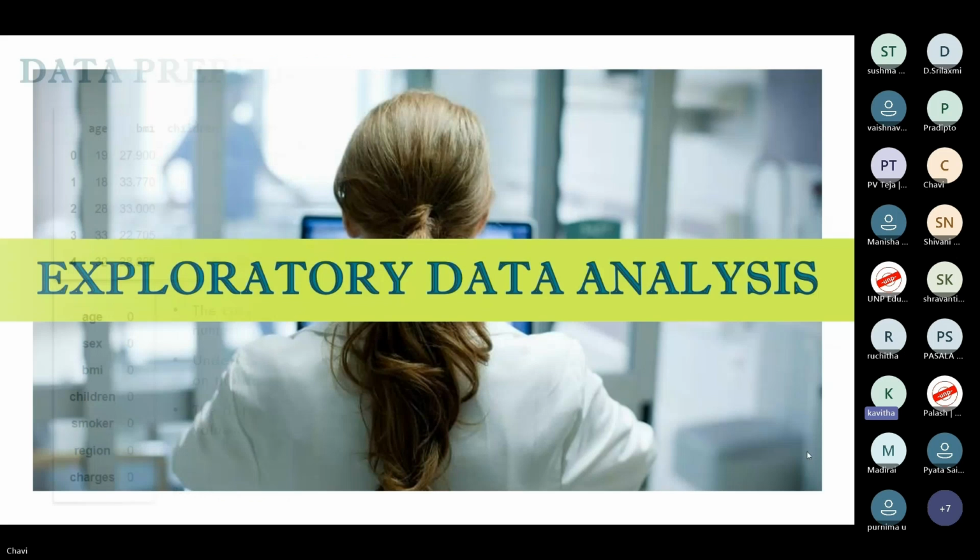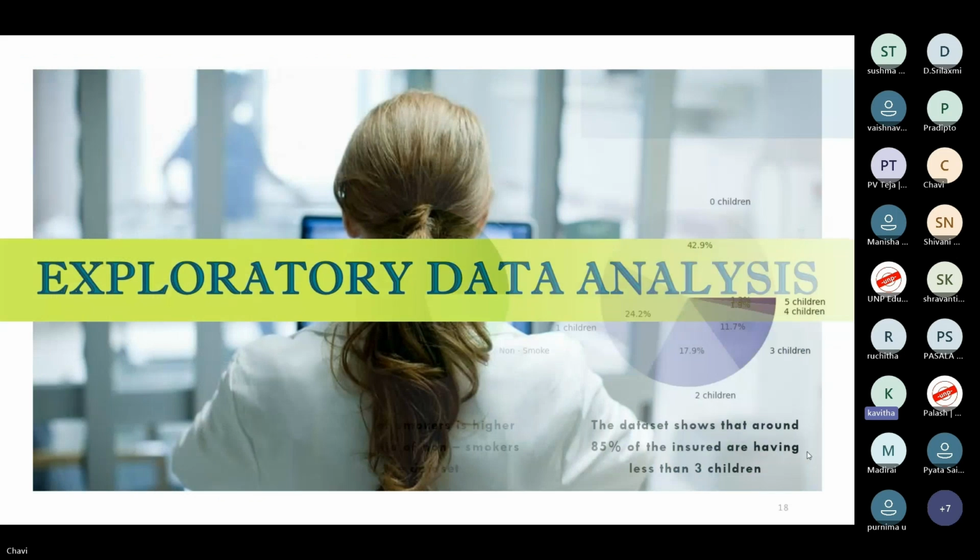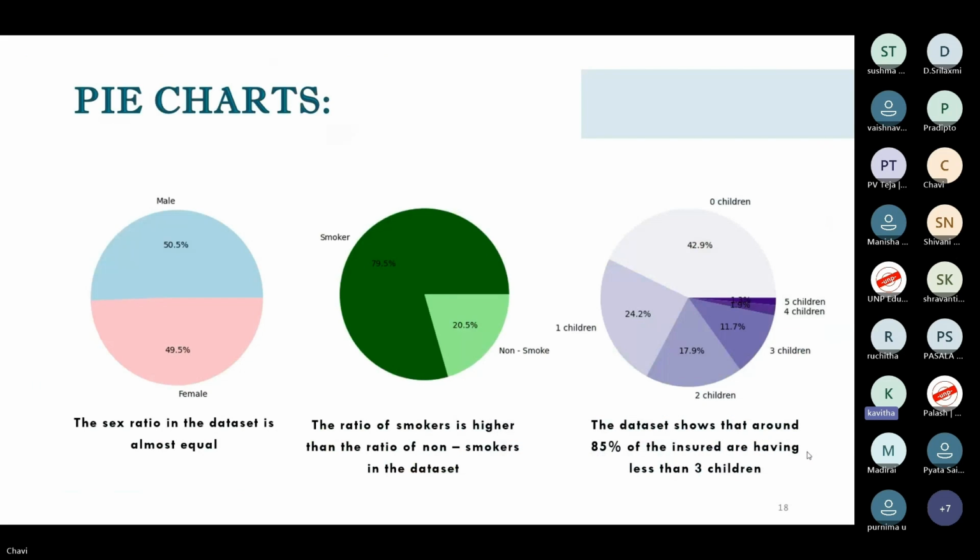Next, the EDA part, exploratory data analysis. It is a data visualization to identify the patterns, connections, and relations between the variables. The first one is pie charts. The first pie chart shows the sex ratio in the data set is almost equal for male and female, that is unbiased. The second pie chart shows the ratio of smokers is higher than the ratio of non-smokers in the data set. The third pie chart shows that around 85% of the insured have less than 3 children.